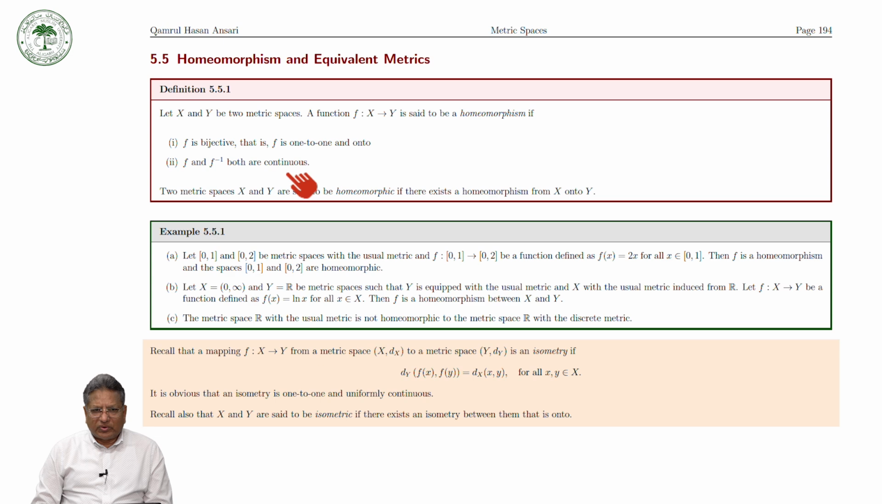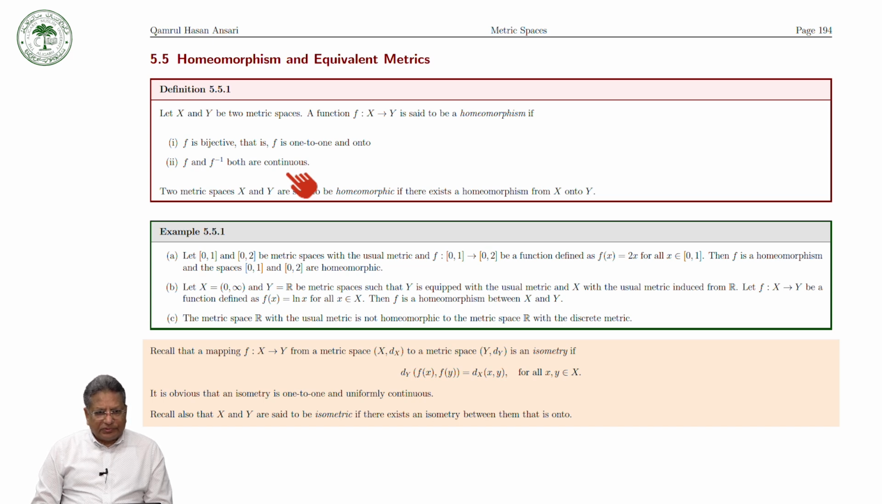So, you can say that a function f is a homeomorphism from a metric space X to a metric space Y if it is continuous, its inverse is continuous, and it is 1-1 and onto. And two metric spaces X and Y are said to be homeomorphic if there exists a homeomorphism from X to Y.